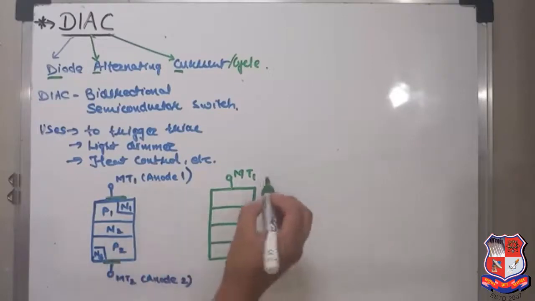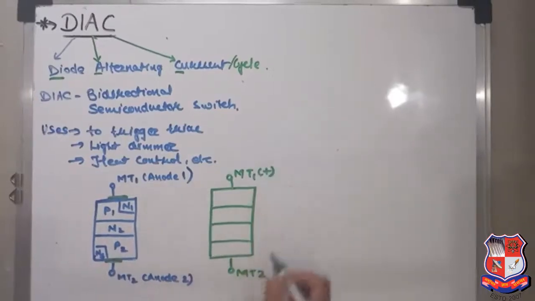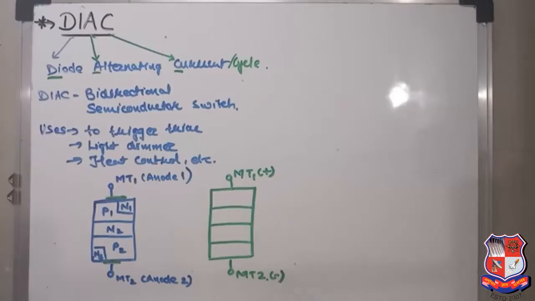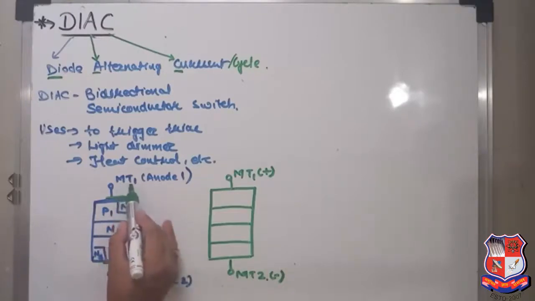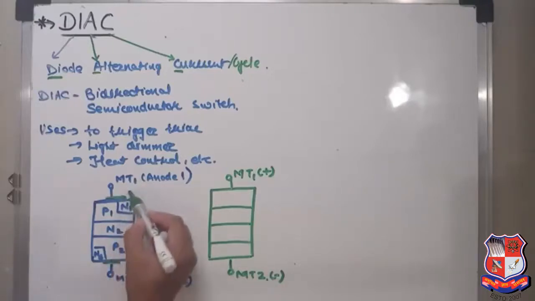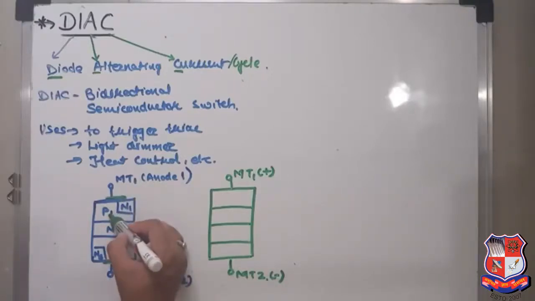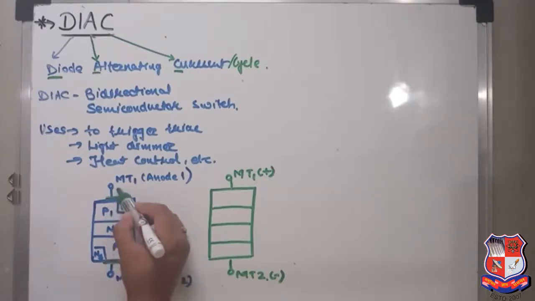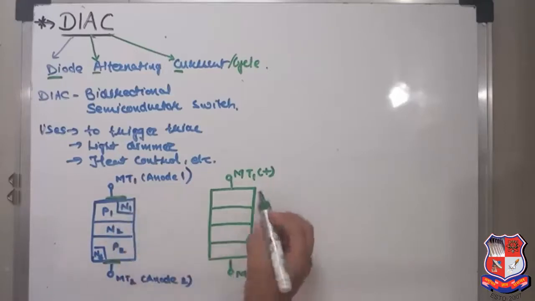Now when main terminal 1 is made positive with respect to main terminal 2, at that time what happens? Which layers are going to be activated? See here, when main terminal 1 is made positive with respect to main terminal 2, at that time P1 is activated, as the P1 layer gets the positive supply. So P1 gets activated.